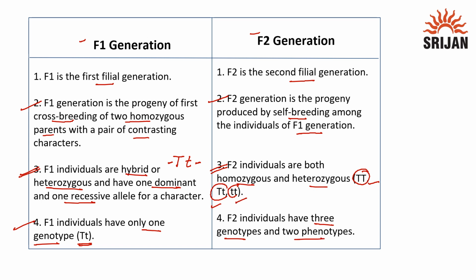whereas they will have two phenotypes, that is the tall as well as dwarf. Whereas in the F1 generation, there will be only one phenotype, that is the dominant one, that is the tallness.